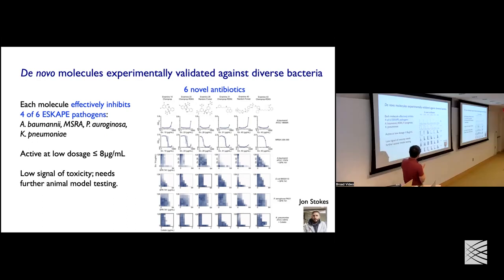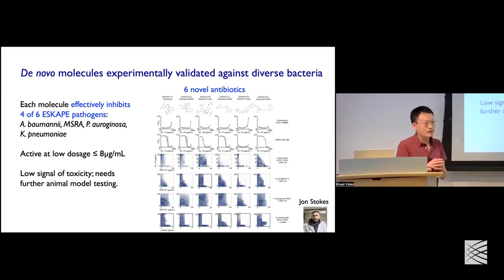And there were 6 molecules developed by the AI, the ones that are shown here on the top, that were experimentally shown to be effective in killing all 4 of these ESKAPE pathogens, which includes the Acinetobacter baumannii, this perfect predator that we saw as the initial motivation.